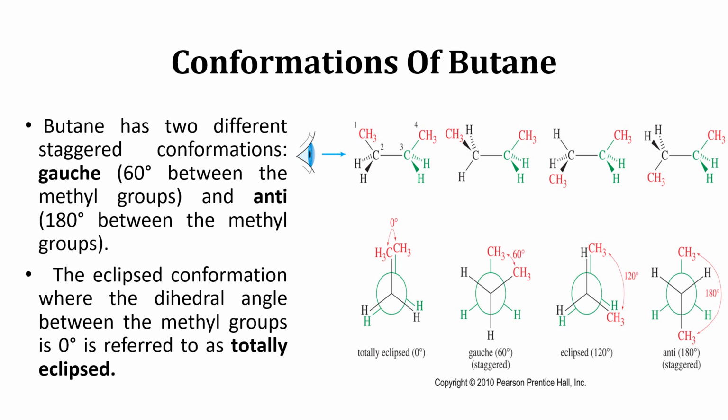Another staggered conformation occurs at the dihedral angle of 180 degrees. With methyl groups pointing in opposite directions, this conformation is called anti because the methyl groups are opposed.